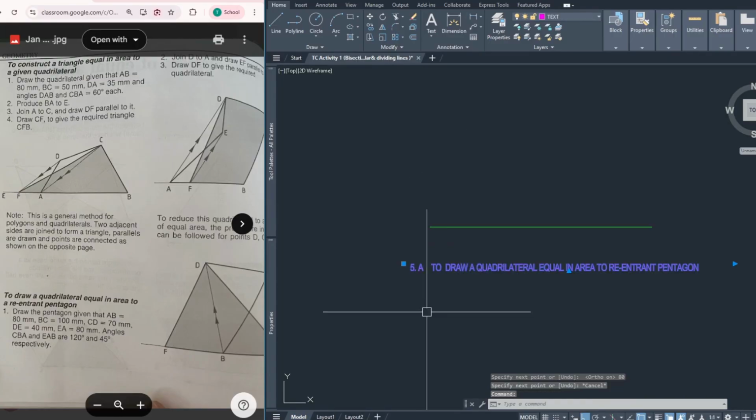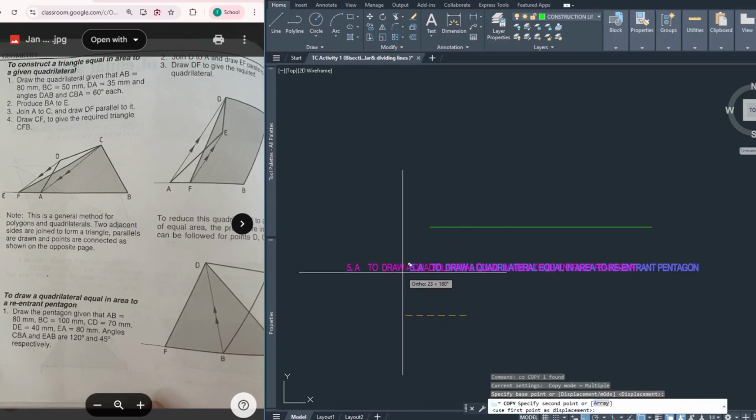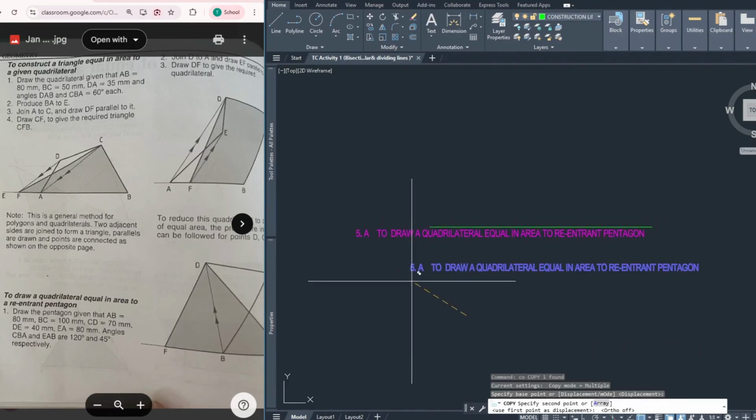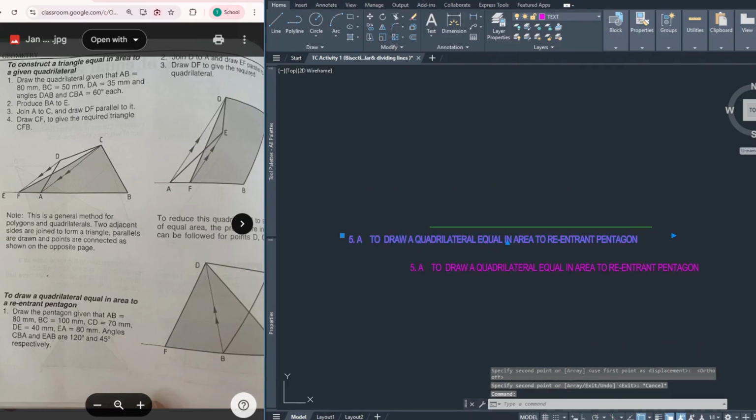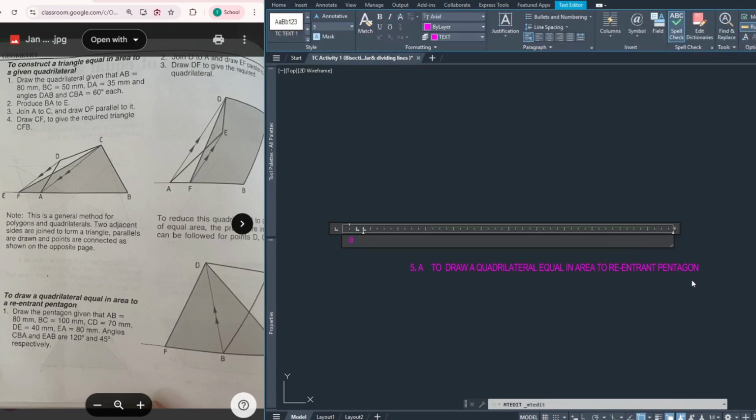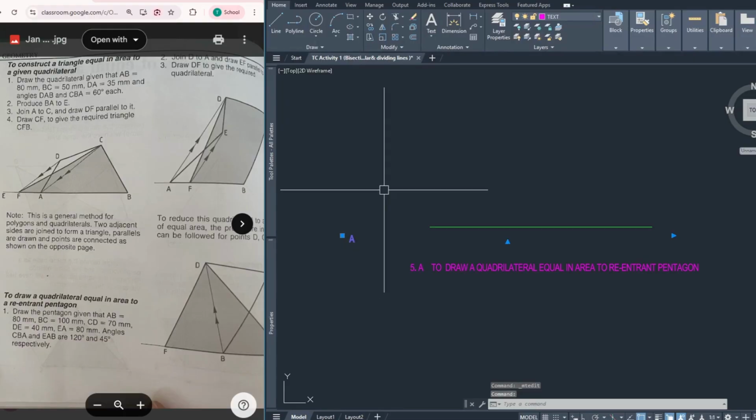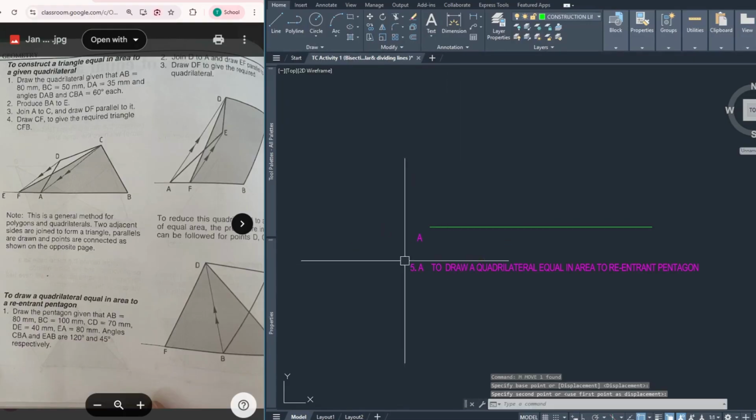Next thing I'm going to do is label. I'm just going to copy one of these, turn off ortho so I can move it, and label A, move it, and then label B.